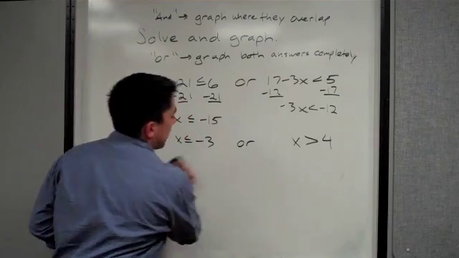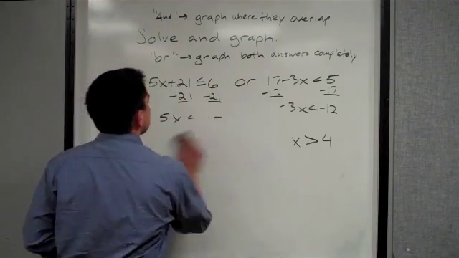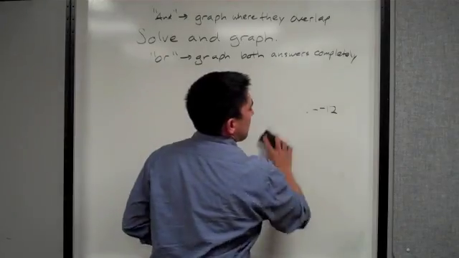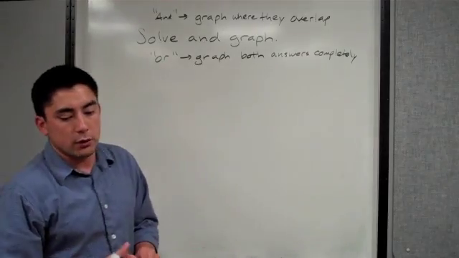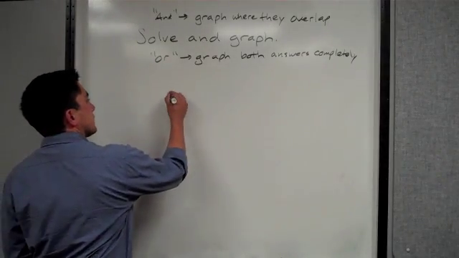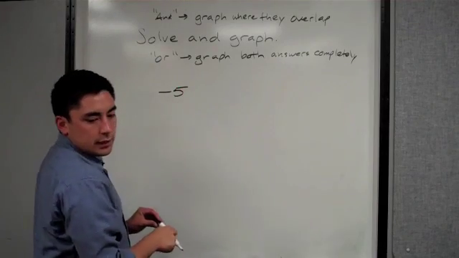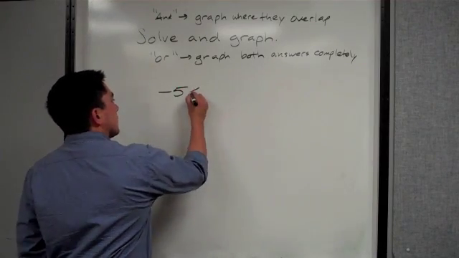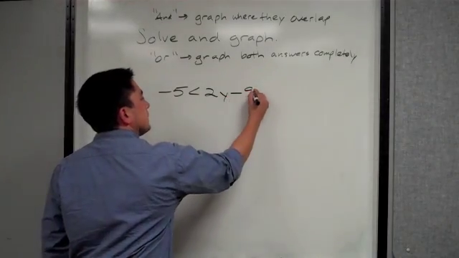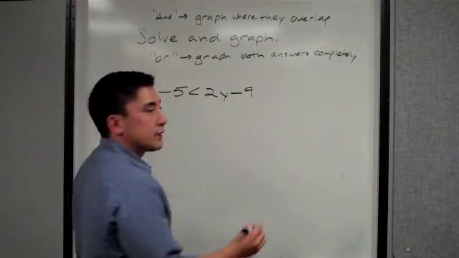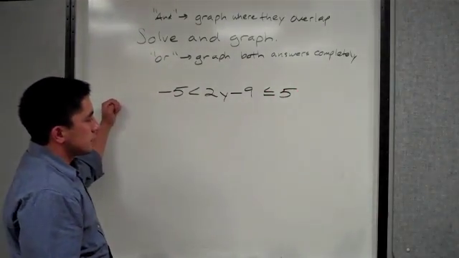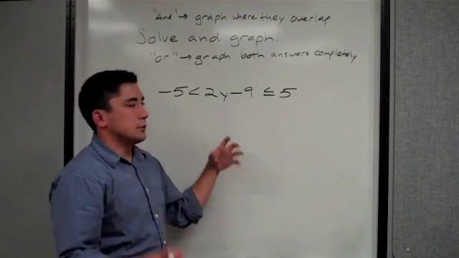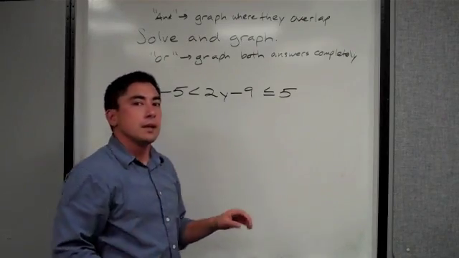Alright, now that brings us to our very last problem. This last problem actually doesn't say and, and also it does not say or. It looks like this. -5 is less than 2y minus 9, which is also less than or equal to 5. So now we actually have basically two problems scrunched into one.